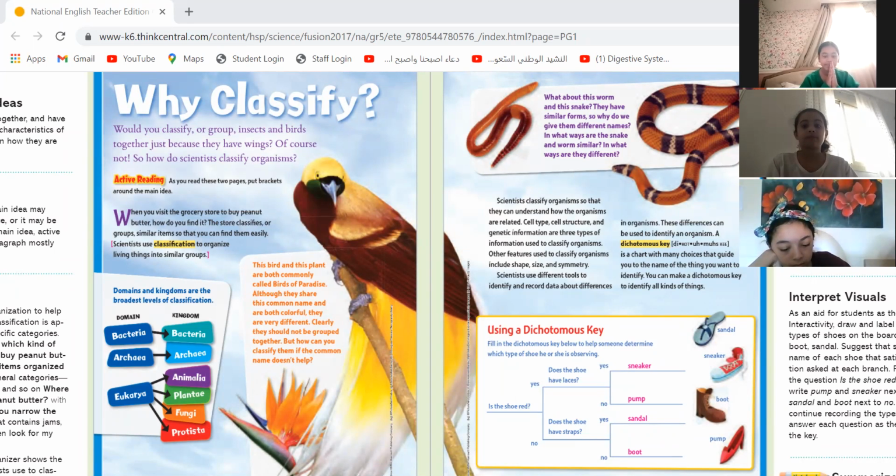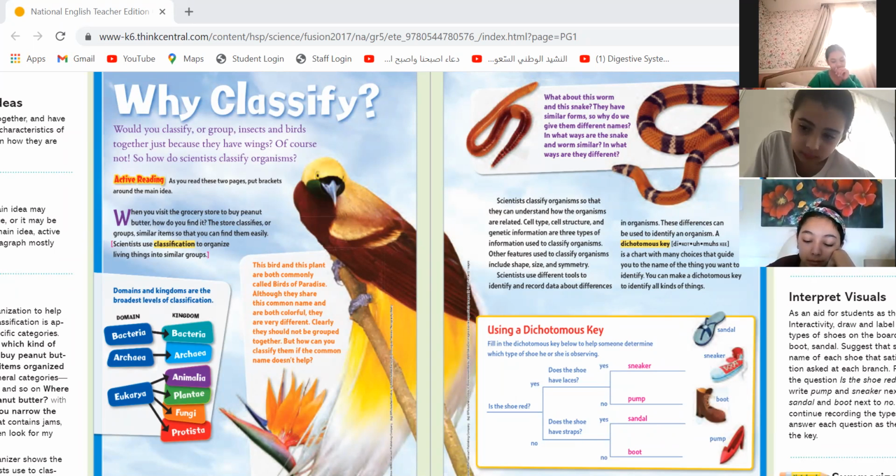Very good. Okay, but how can you classify them if the common name doesn't help? How can you classify them? I'll say this animal is from the bird group and this branch is from the plant group. How about that? Or I can classify them as animals and plants. See, classifying is really easy as long as you learn the groups and the kingdoms and the domains.